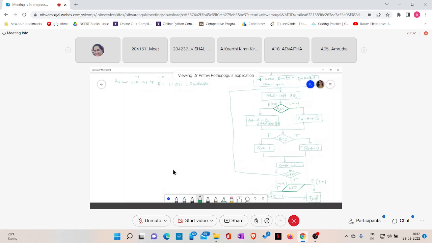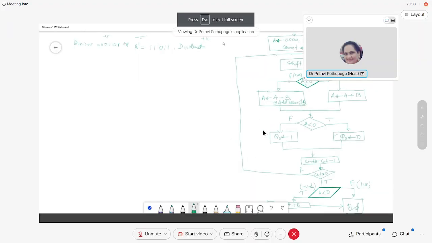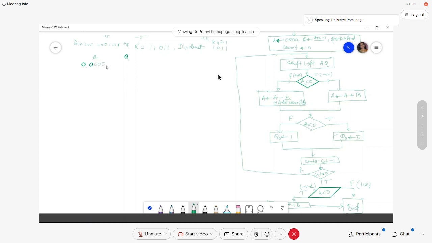Let me take it as 7. It's positive 11. 1, 2, 4, 8, 1, 0, 1, 7. Okay, we'll start with A and Q. A has the sign bit and the magnitude bits, and Q is normal magnitude only. That is 1, 0, 1, 1.